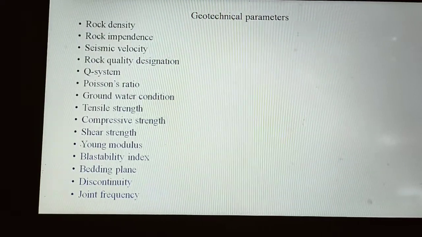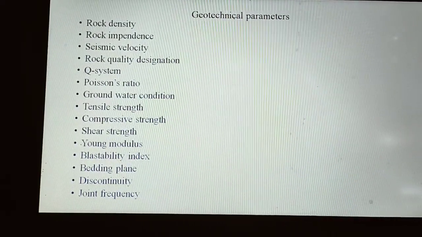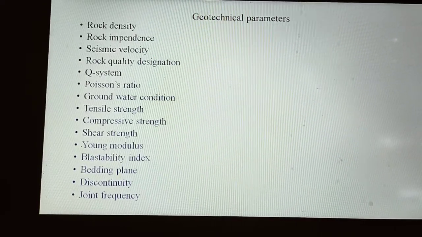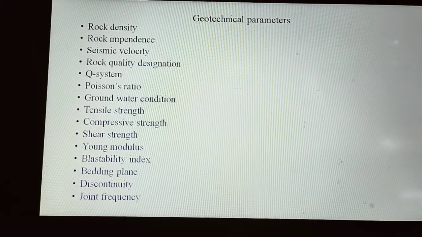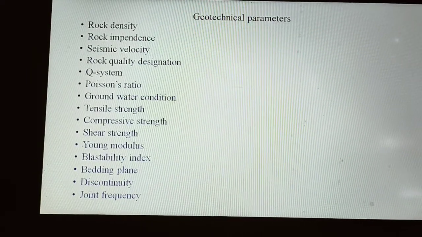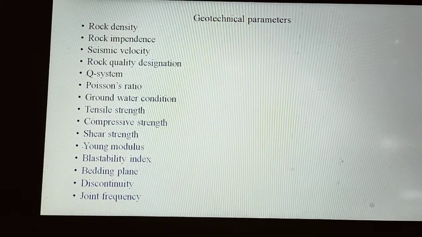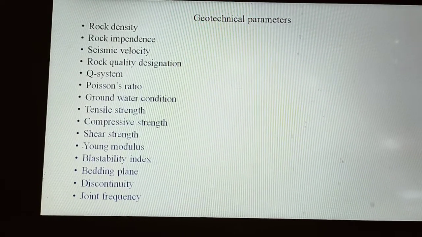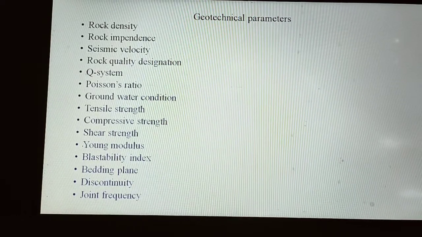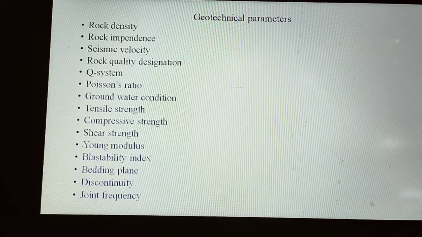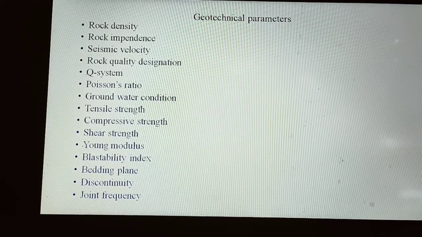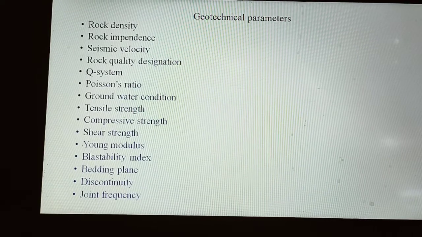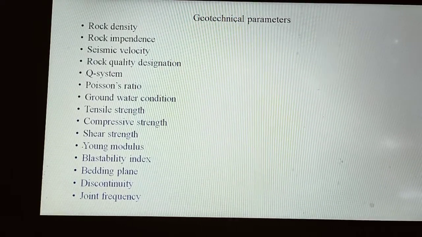Next is geotechnical parameters. As I told, geotechnical parameters come under uncontrollable parameters, and uncontrollable parameters are those parameters which cannot be altered and optimized. Geotechnical parameters basically include rock density, rock impedance, seismic velocity, rock quality designation, Q system, Poisson ratio, groundwater condition, tensile strength, compressive strength, shear strength, Young modulus, blastability index, bedding plane, discontinuity, joint frequency.